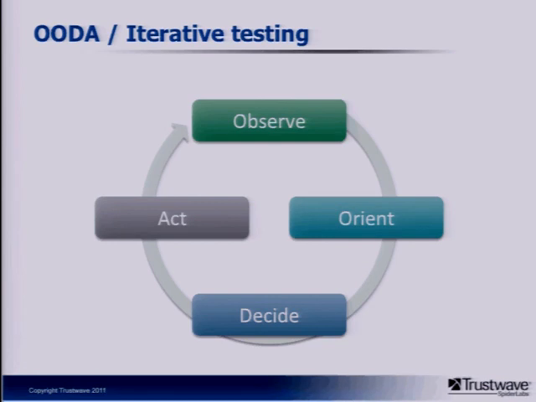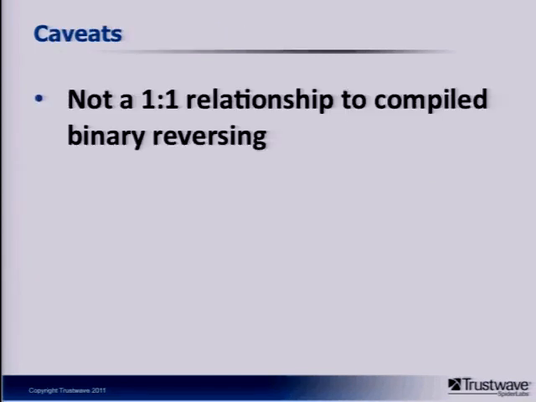So we apply these filters, right? We apply orientation filters, which are things like our cultural experiences or our backgrounds or our education, in order to determine what of that information we're pulling in is worth paying attention to, right? We decide what that information means, and then we act against it. We just follow this life cycle. And I believe that's more akin to how we test, and that's definitely more akin to how we're going to do reverse engineering. Some caveats.